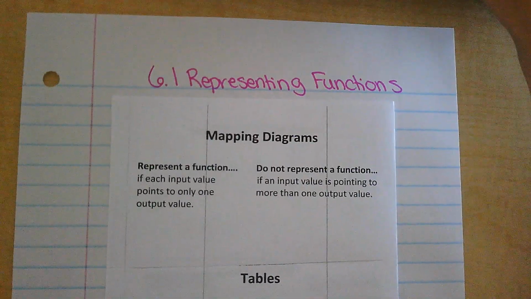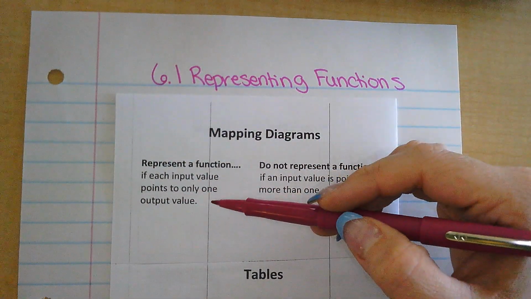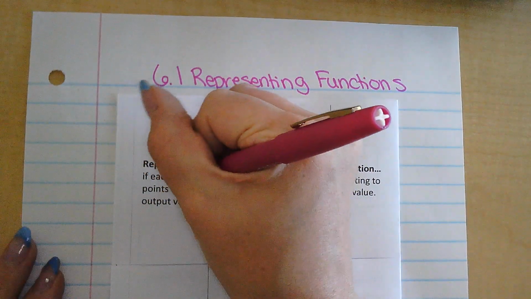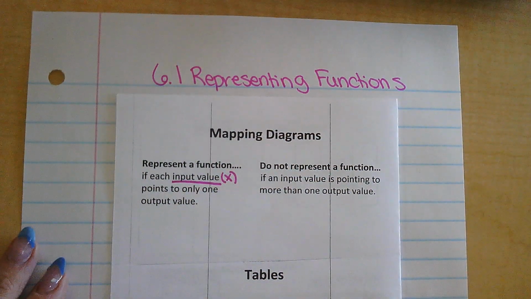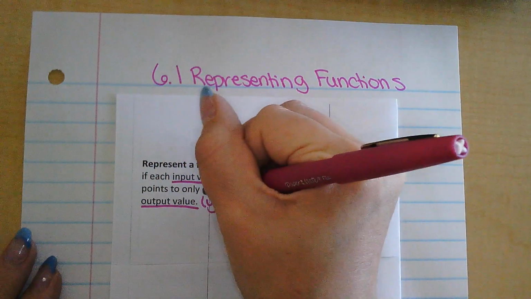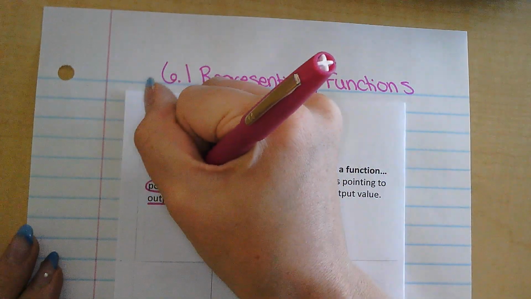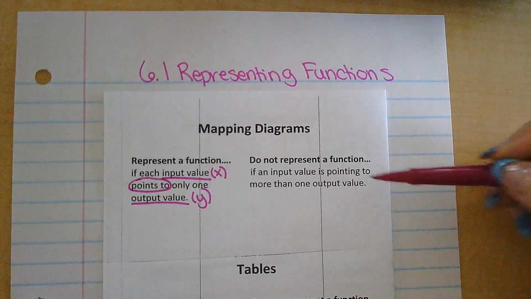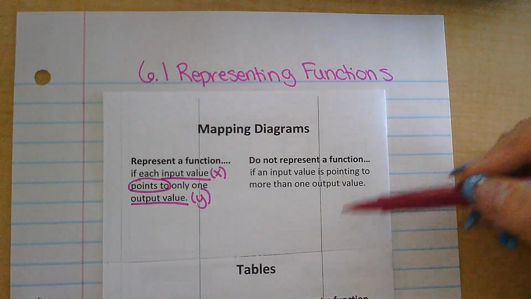Mapping diagrams represent a function if each input value points to only one output value. Now we want to remember that input values are x values and output values are y values. And our key word here is going to be "points to" in these examples. And then they do not represent a function if an input value is pointing to more than one output value.